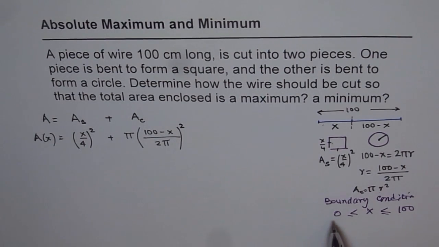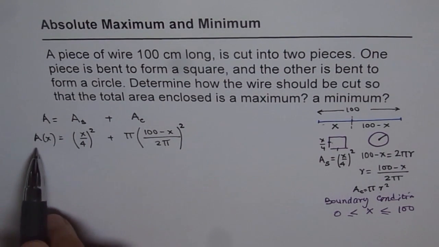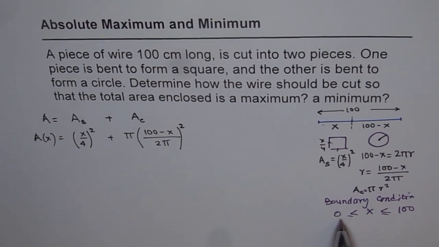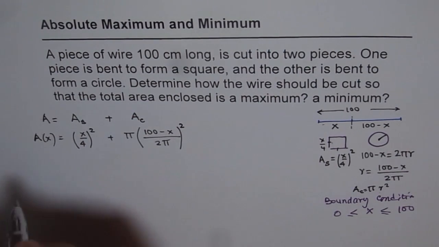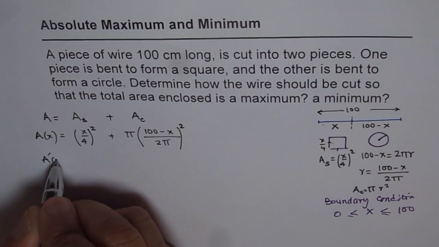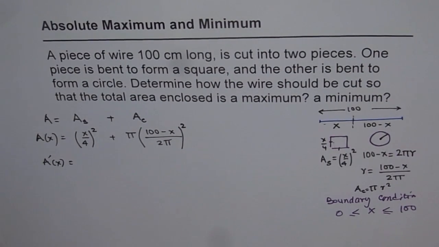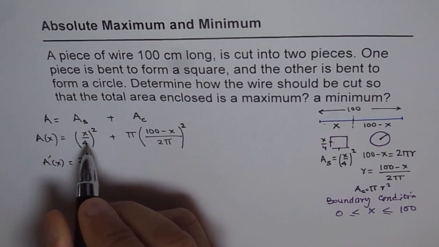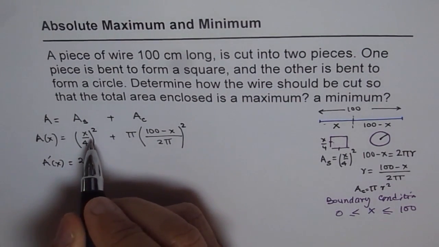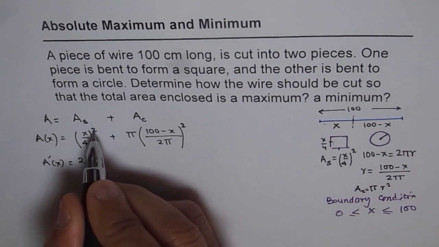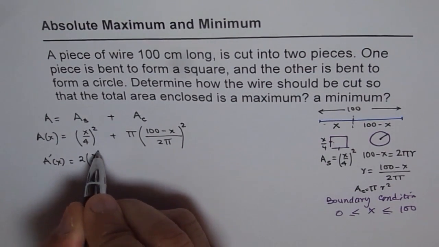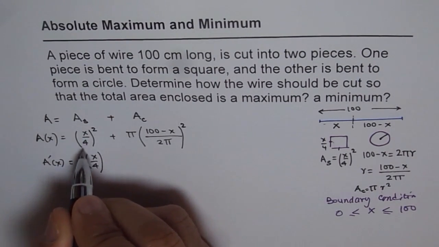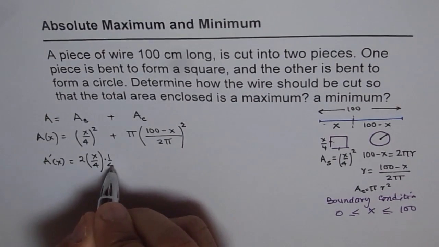So we have critical points, which we'll calculate here by finding a dash x equals 0, and then we have boundary conditions to compare our values with. And then we'll find the absolute maximum and minimum. That is the strategy. So let's find the critical points first. So a dash x is equal to the derivative of this. This derivative will be 2 times x over 4, right? Or you could actually expand it and then do it, but we'll do 2 times x over 4 times the derivative of x over 4, the inside function, which is 1 over 4, correct?